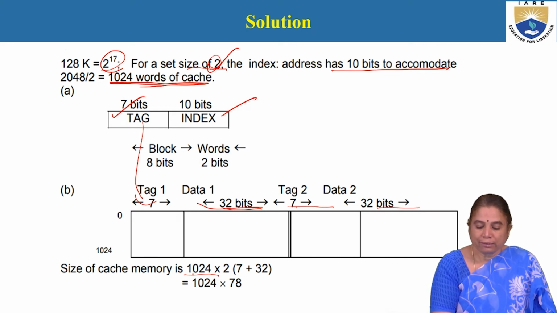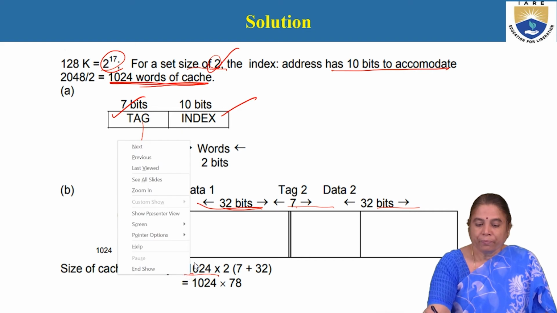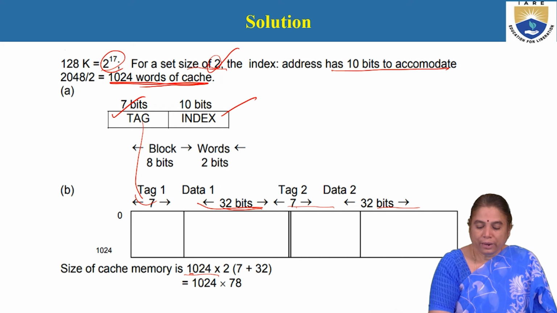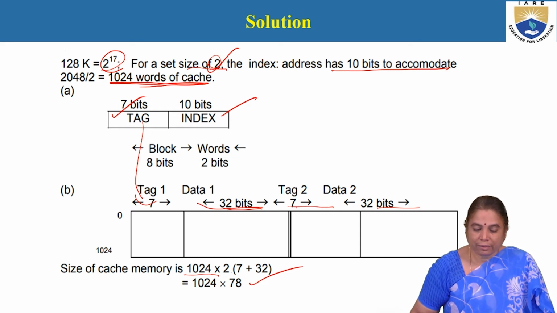So here the total size of the cache can be 1024 words into 2 into (7 plus 32). So the total is 1024 into 78.